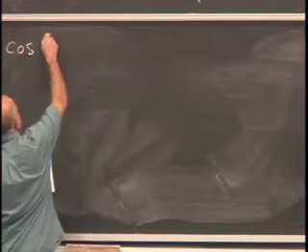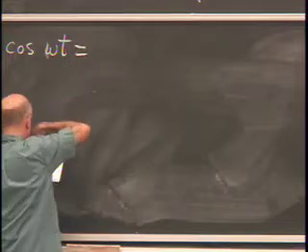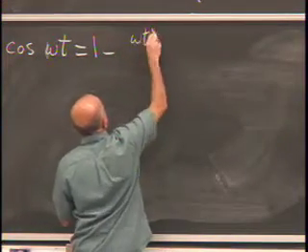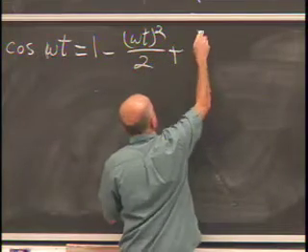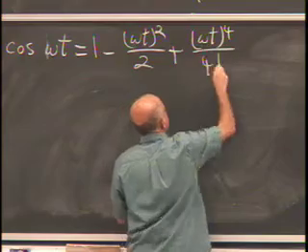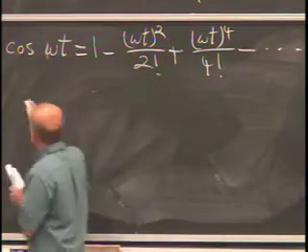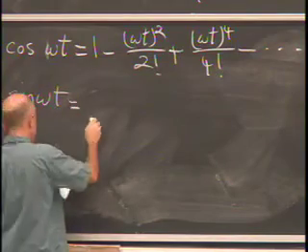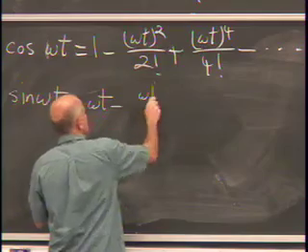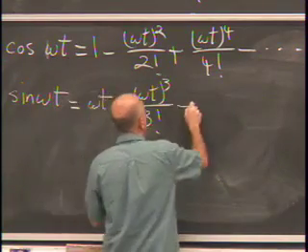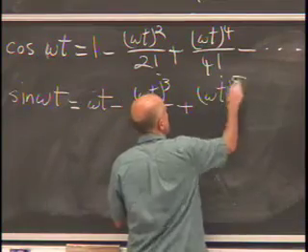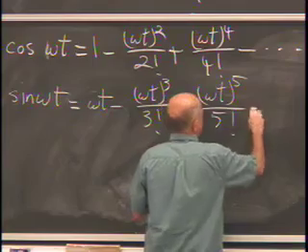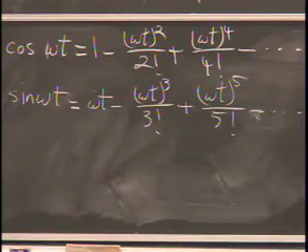Now, because we're running out of time, I'm going to help you with a couple of expansions that you have no reason to memorize. Cosine omega t, which is 1 minus omega t squared over 2 factorial plus omega t to the 4th over 4 factorial minus so on. And sine, which is omega t minus omega t cubed over 3 factorial, basically all the odd powers, plus omega t to the fifth over 5 factorial minus so on.